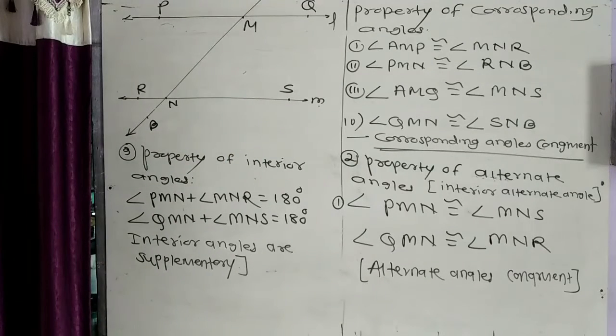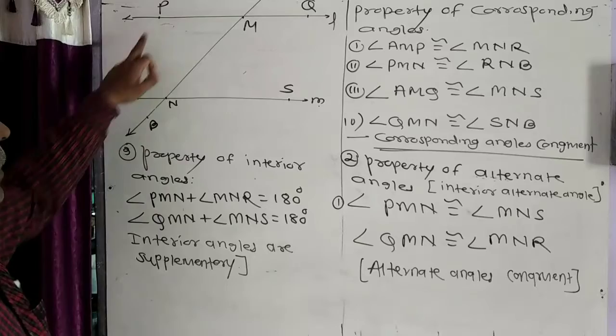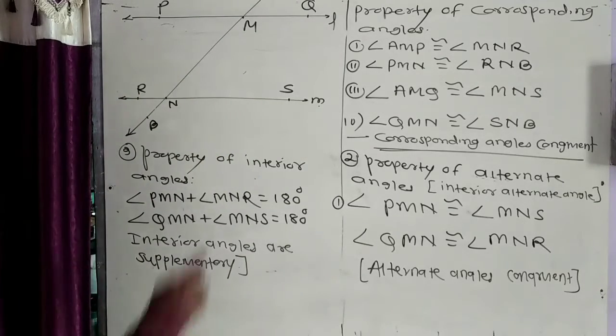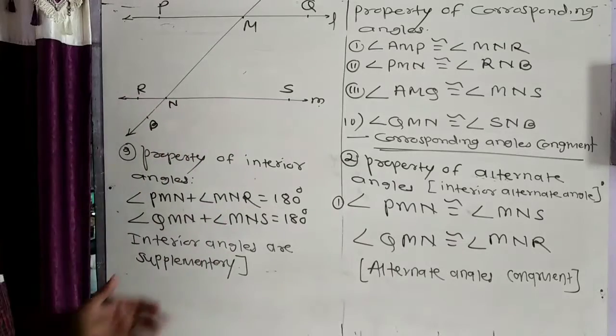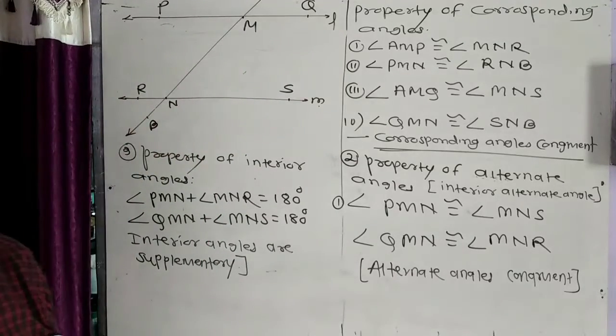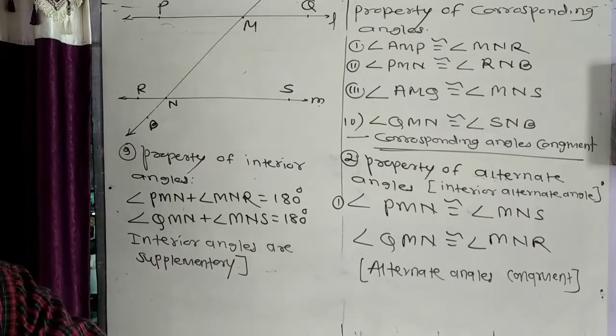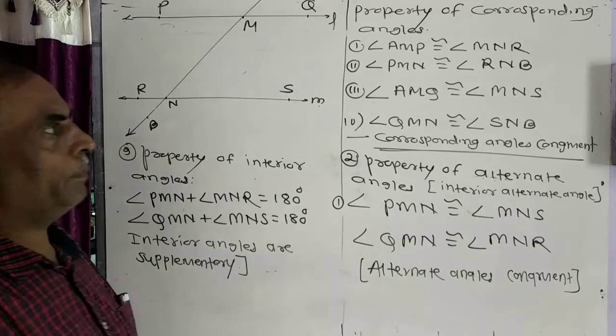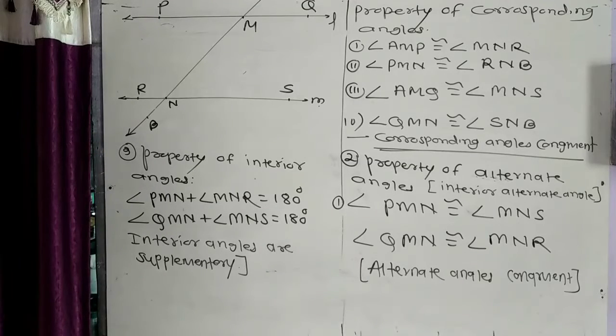We have the same figure drawn from the figure. PQ and RS, these two lines are parallel and these two lines are intersected by the transversal AB, and it intersects the two lines at points M and N. Then a total of 8 angles are formed, and in these 8 angles three pairs of different angles are formed, and there are properties.